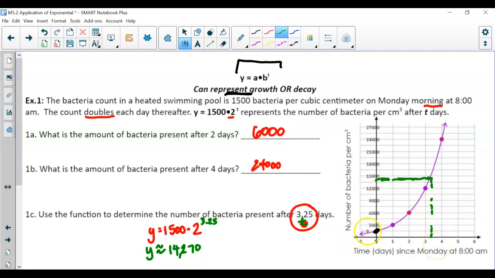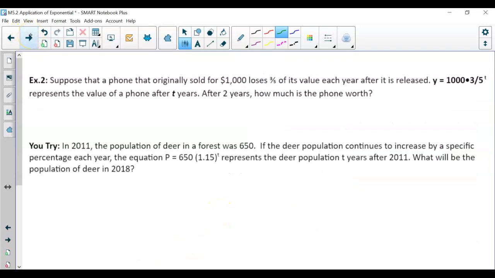So it makes sense to our graph. So again, notice we can either use our graph here or the calculation. So today we're going to focus on that calculation piece. So like here, example 2. We have a phone that's originally $1,000, right? So that's the start. So if we think about it, that would have been like the y-intercept, so y, 1000, but loses 3/5 of its value each year. So there's our 3/5 here, right? Notice decay. After t years, because that is our t, time in years.